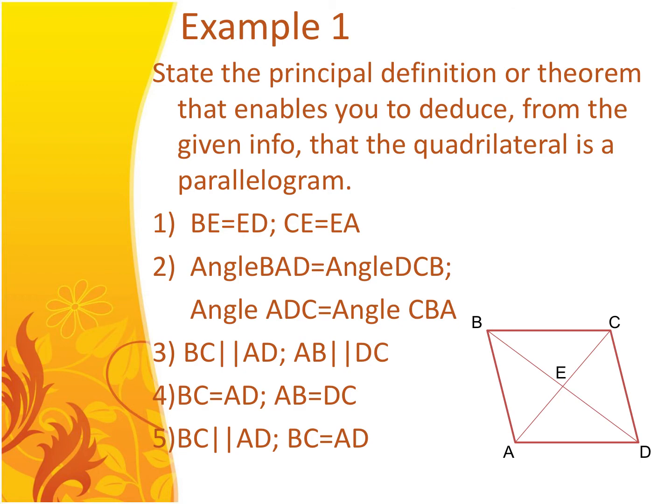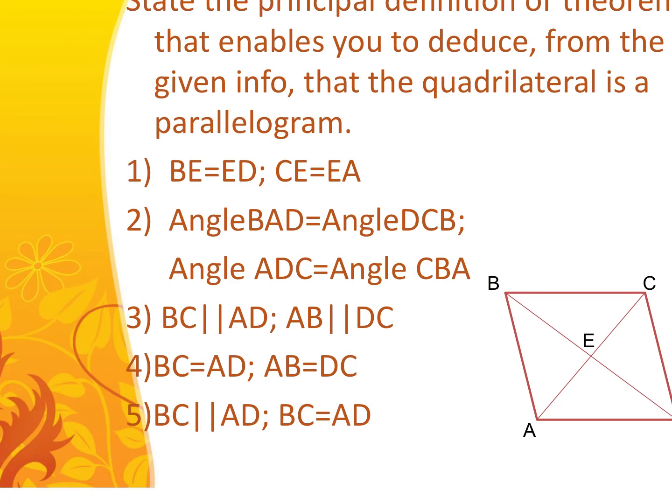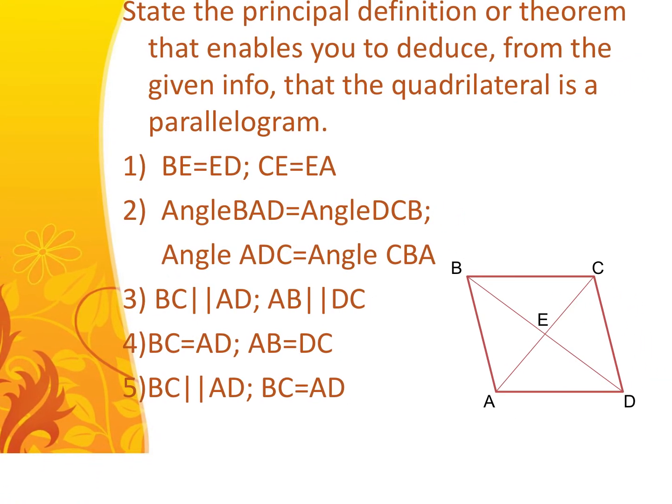So for number 1, if I add in the congruency marks, this should state that BE is congruent to ED and CE is congruent to EA. So BE is here, it's the diagonal, and then CE over here, as well as the EA. So this shows me that these diagonals have been bisected. So the way that I can state that this ABCD is a parallelogram, I'm going to use my parallelogram diagonals converse.